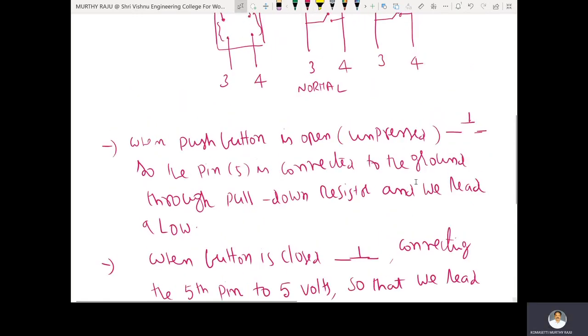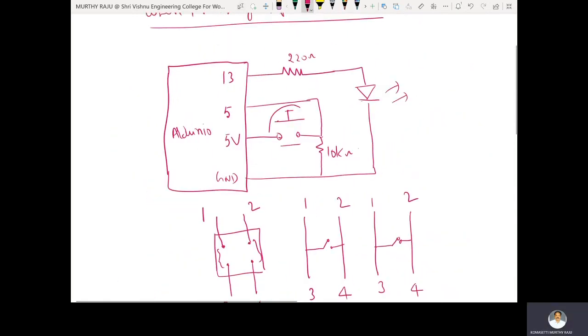This is the actual description of the switch or push button, in pressed mode and unpressed mode. Unpressed mode means the 5th pin of the Arduino is connected to ground through the 10 kilo ohm pull down resistor, therefore we read a low value. In the pressed condition, a short circuit is created. This 5 volt is connected to the 5th pin of the Arduino. Therefore, the output is very high, so that we read a high value.